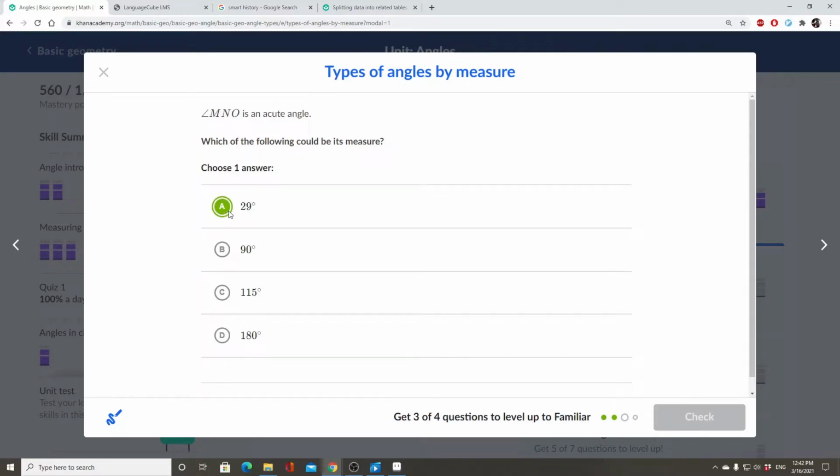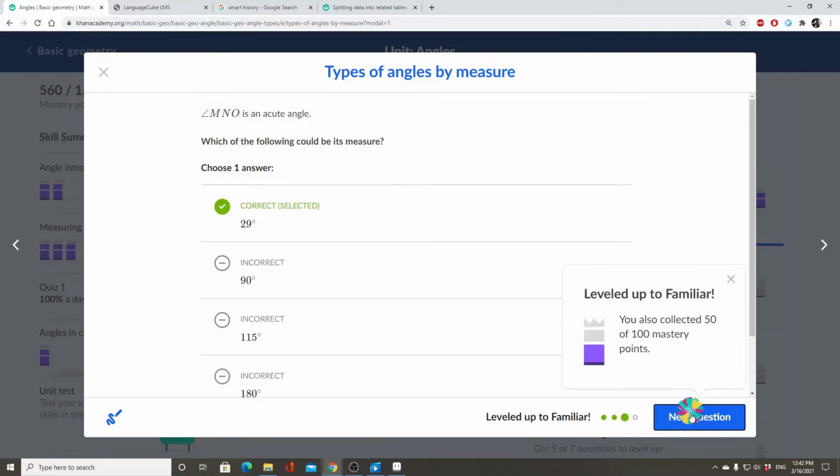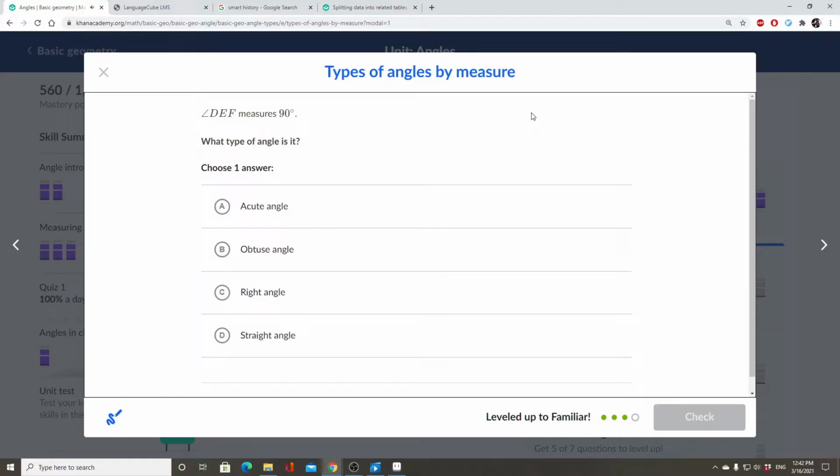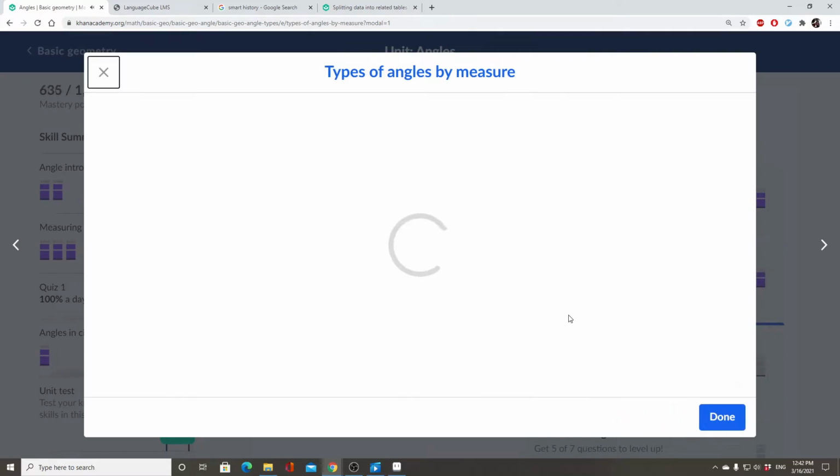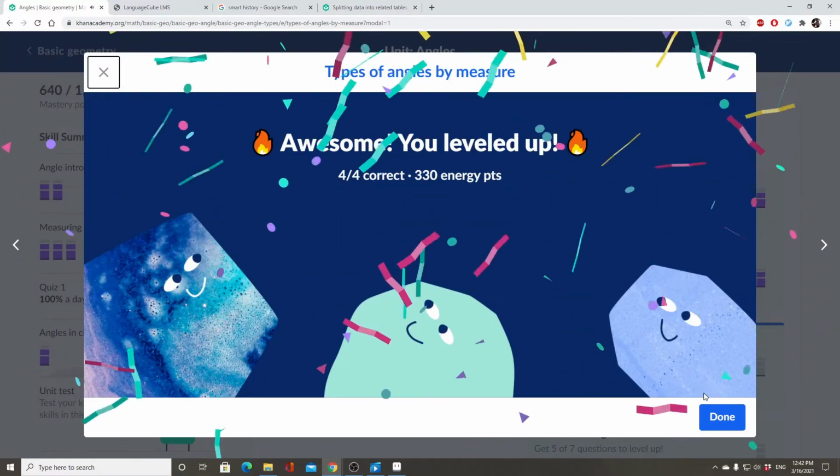MNO is an acute angle. Which of the following could be its measure? Well, it has to be A because that's less than 90. 90 is, of course, a right angle. What type of angle is it? DEF is a 90-degree angle, so it must be a right angle. All right angles are 90 degrees.